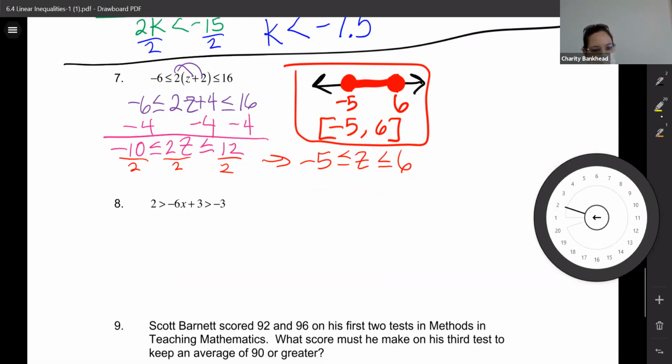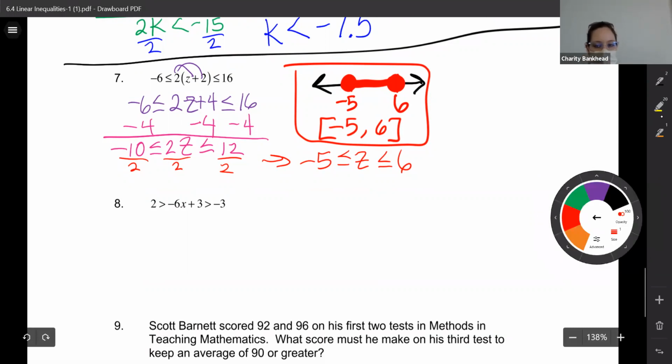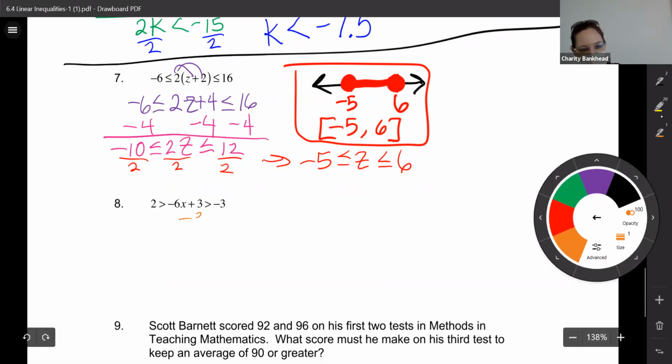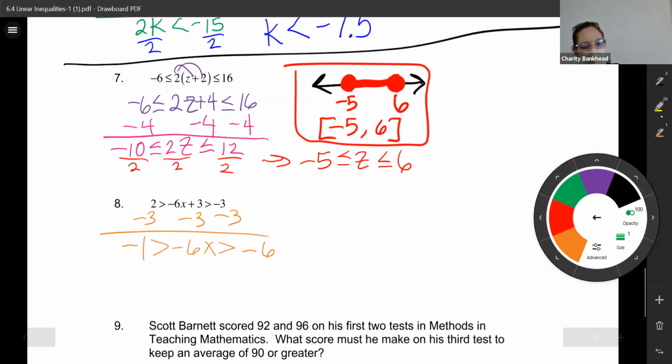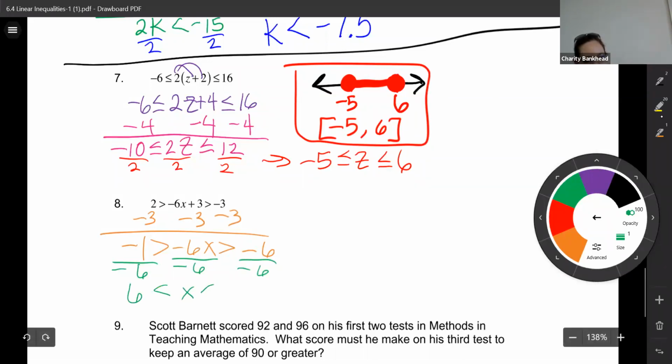Okay, number 8. Okay, so again, it's a compound inequality. First thing we need to do is subtract 3 from each of the 3 sections. So -1 is greater than -6x, which is greater than -6. Then we have to divide each of the 3 sections by -6. So that means each of those inequality symbols has to be flipped. So that'll be 6 is less than x, which is less than 1.